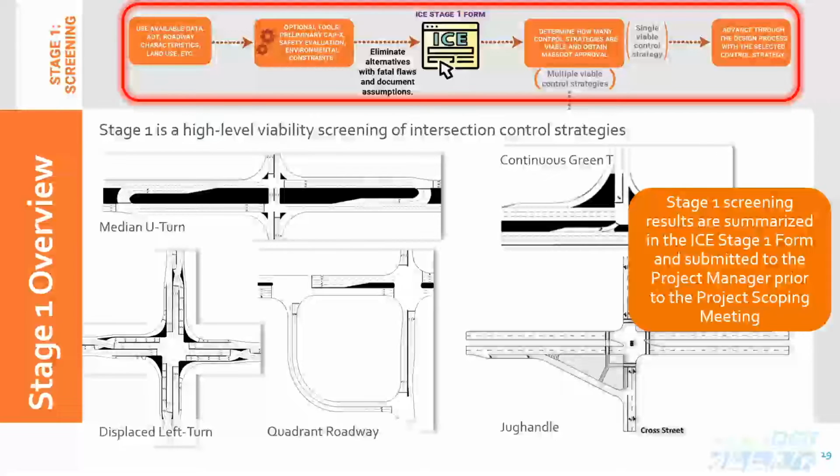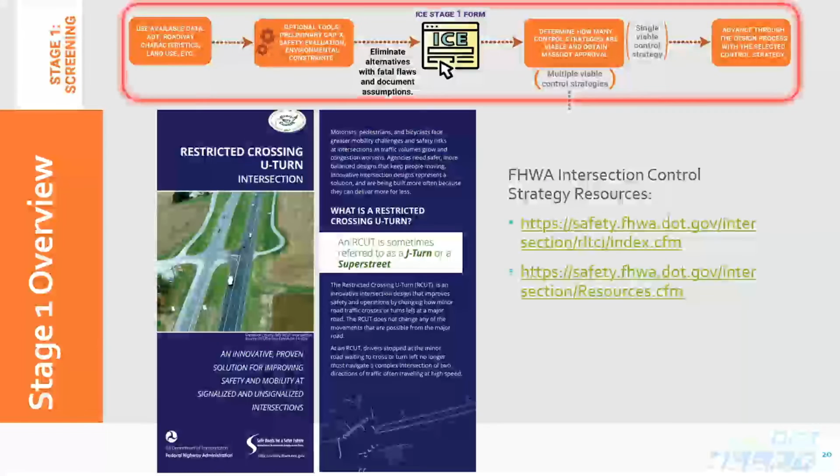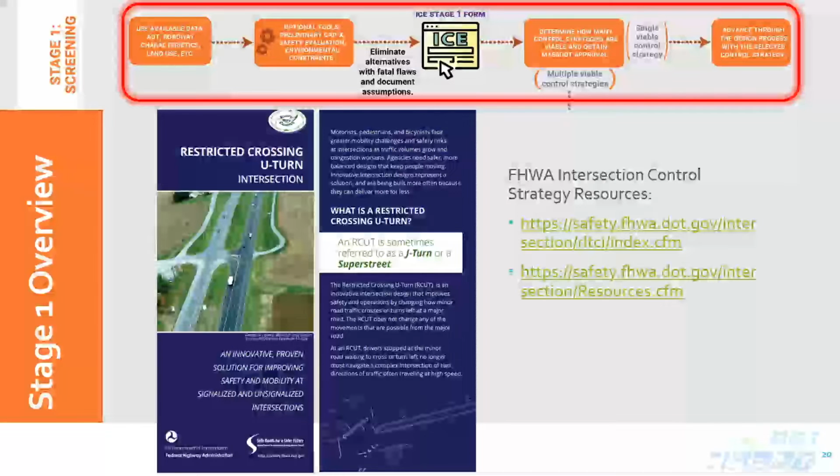Note that not all intersection approaches must use the same control strategy. For example, left turns may be displaced for just one or two approaches or all four. The ICE process is meant to assess how well different intersection types may fit each project intersection. More information about intersection types can be found using these resource links from the Federal Highway Administration. This training will also cover some basic movements for the intersection types.